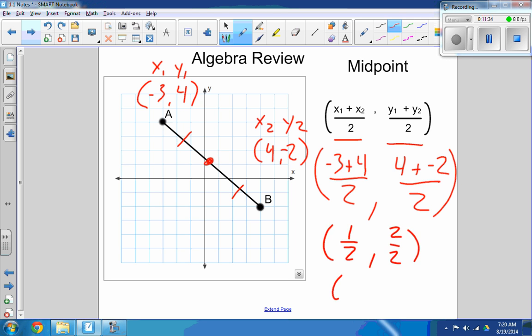So we've got 0.5, 1. And you can see that's approximately where I put it. I was a little bit off in my just throwing it up there, but it's right here. That's our midpoint. So that's the end of Chapter 1, Section 1 notes.